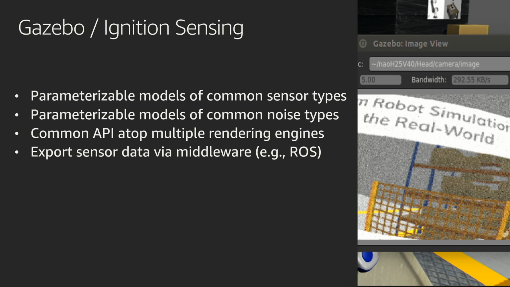To simulate sensors in Ignition or Gazebo, we allow you to build parameterizable models of common sensor types, and we also allow you to build parameterizable models of common noise types for those sensors. And on top of that, there's a common API upon multiple rendering engines. You can also export this sensor data via middleware. All of this means that you can take your ROS simulation and build realistic simulated sensors.